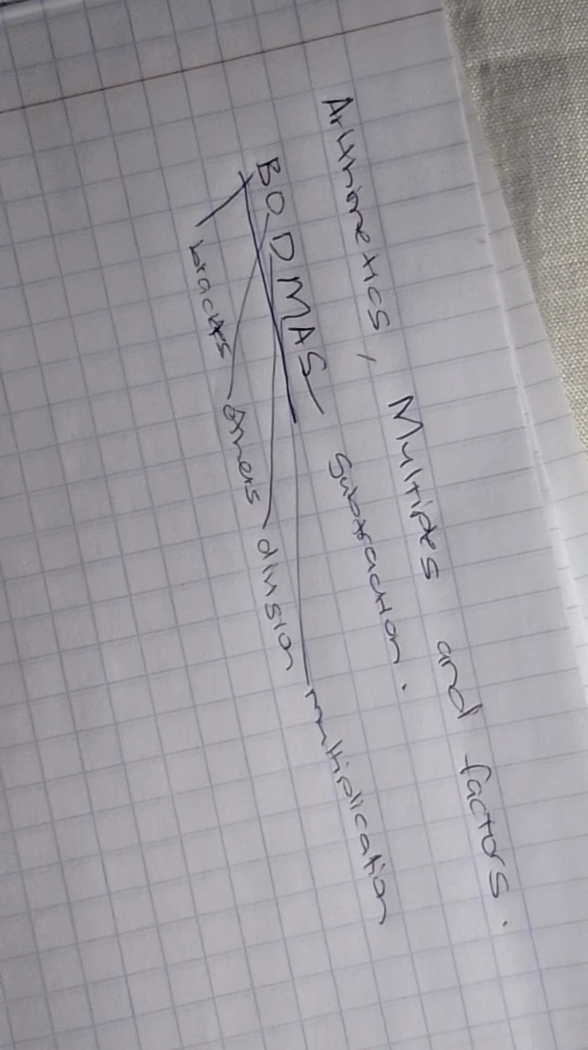This is my first video in our first section. In the first section, we're going to look at arithmetic multiples and factors. There is a formula for dealing with these arithmetic multiples and factors. We call the formula BODMAS.